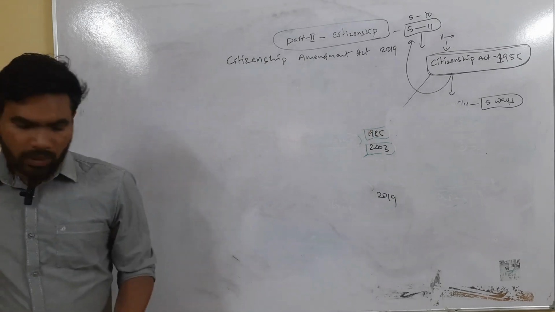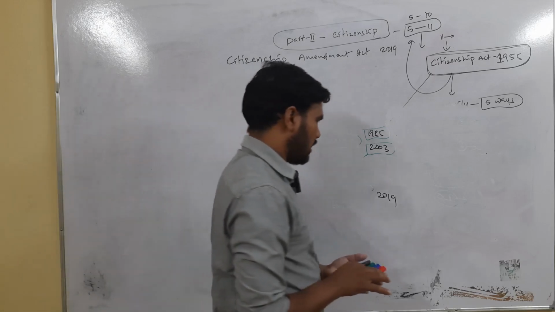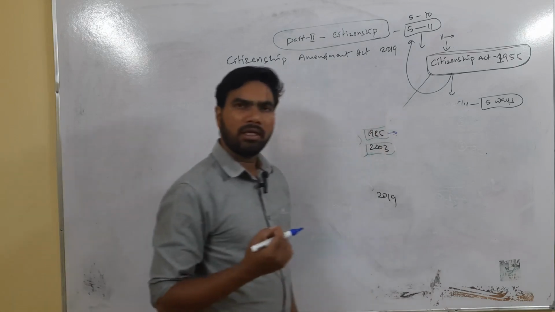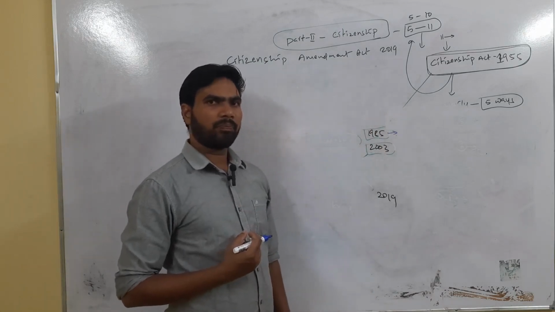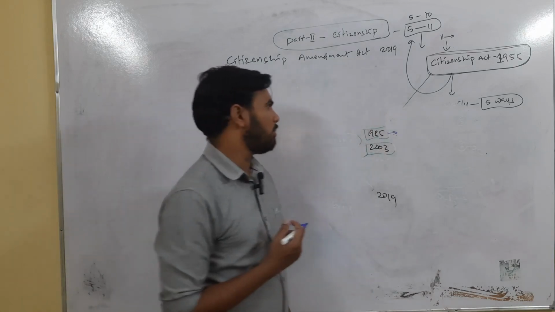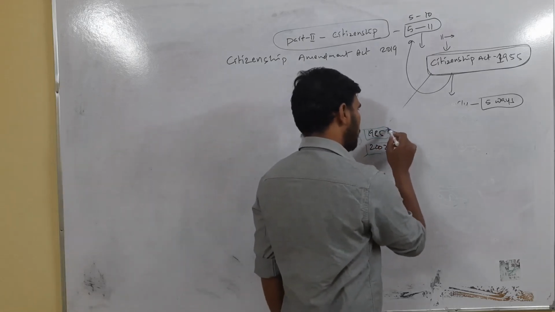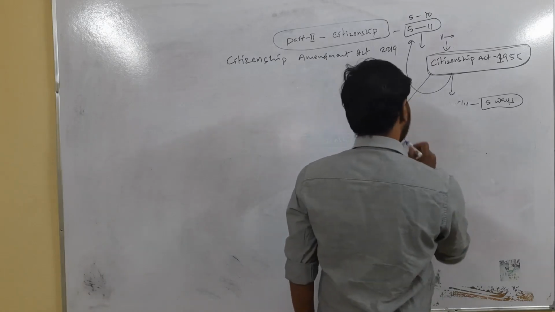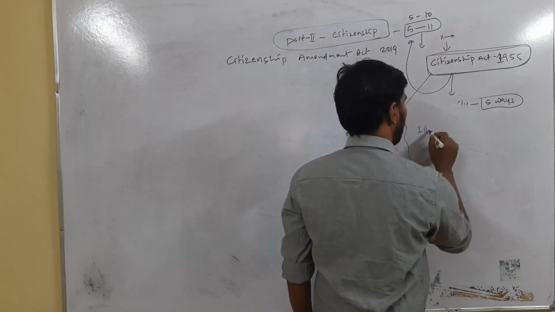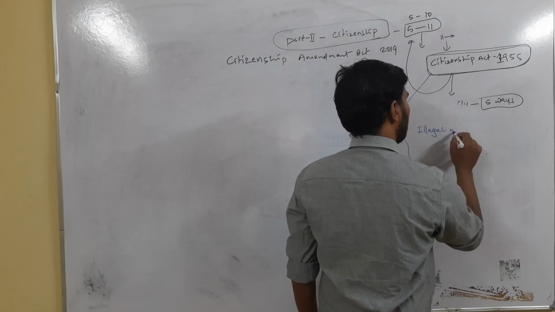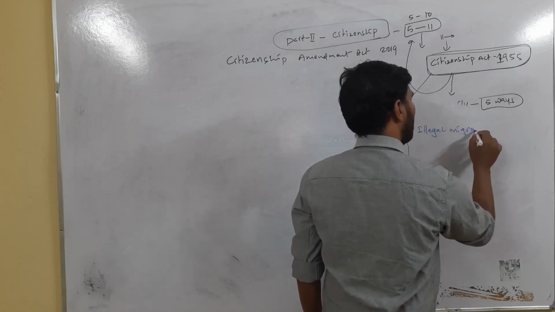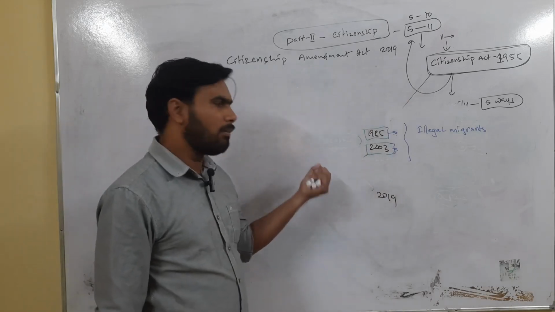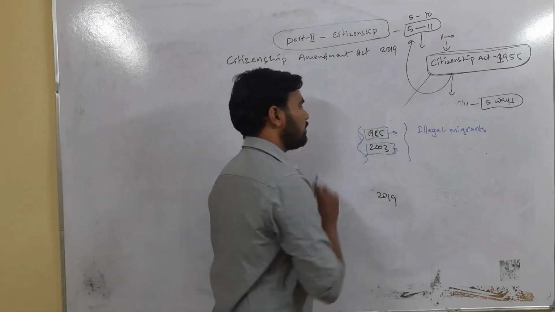So why was there an amendment in 1985? Can anybody guess why there was an amendment? In fact, both the amendments were made with respect to illegal migrants. You might have heard the word illegal migrants. So in the context of illegal migrants, these two amendments have been made.